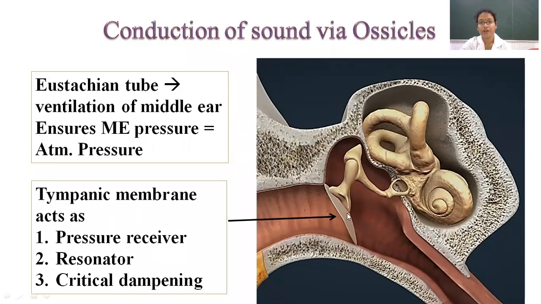The next job is a normal functioning tympanic membrane. The tympanic membrane acts as a pressure receiver. The sound wave is a form of energy which generates some pressure, so the tympanic membrane will receive that pressure. It is a resonator, meaning it will vibrate depending on the type of sound wave which is striking it. And then critical dampening. Once a sound wave strikes, it will vibrate only once and then stop. So as the number of waves keep on striking it, for example, if 5 sound waves have struck, the tympanic membrane will vibrate only 5 times.